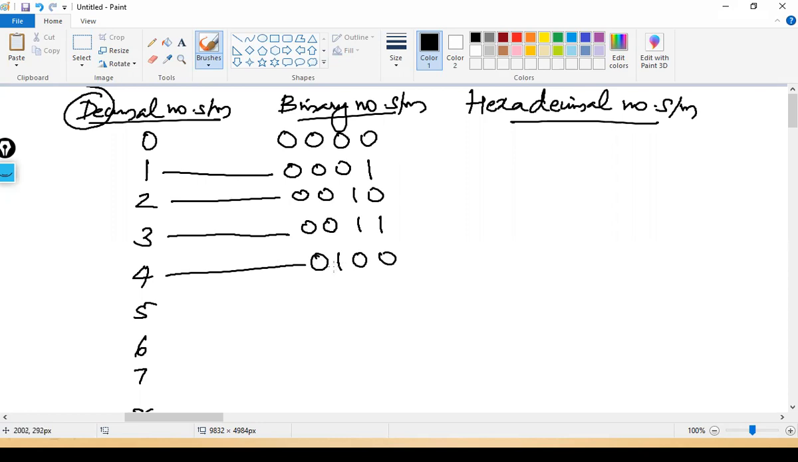Some students have completed computer science and they know how to fill it. But if you have not completed computer science, you may be wondering how we are writing this, right? So let me tell you how to write it. In the decimal number system, every time you are adding 1. So 0 plus 1 gives you 1, 1 plus 1 gives you 2, 2 plus 1 gives you 3, 3 plus 1 gives you 4, 4 plus 1 gives you 5. The same thing we are doing here.